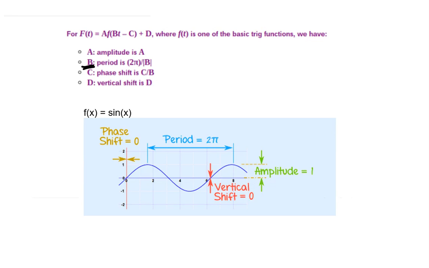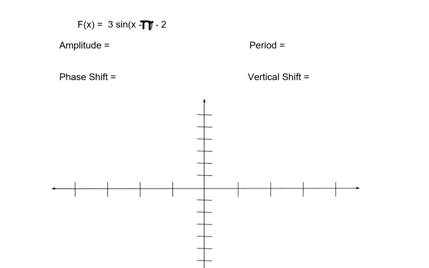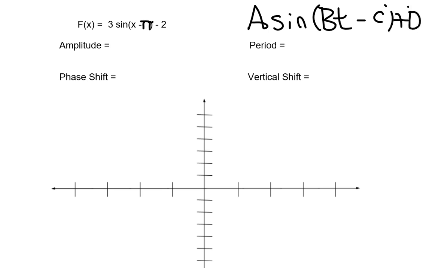So let's see if we've got an example. Yeah, let's work through an example here. It's a pretty good example. The easiest thing to find is the amplitude. Remember, if I'm writing this, I have A times whatever my function is, B of t minus C, plus D. My A value is going to be my amplitude. My amplitude is whatever I'm multiplying this function by. This A value is going to be a 3.